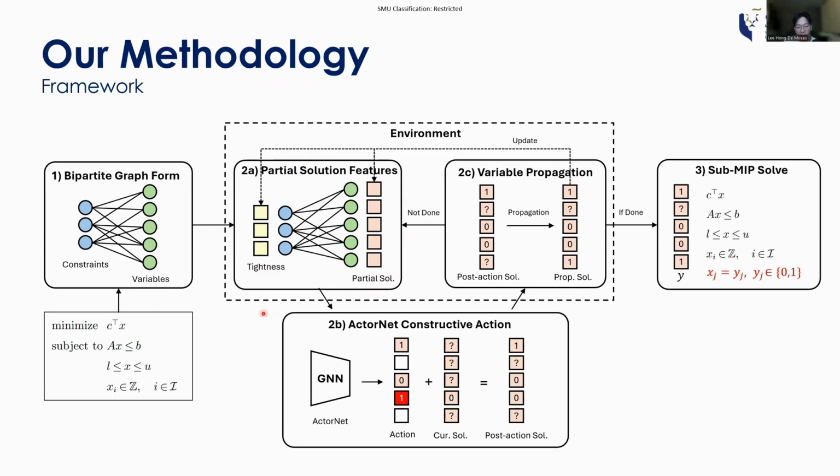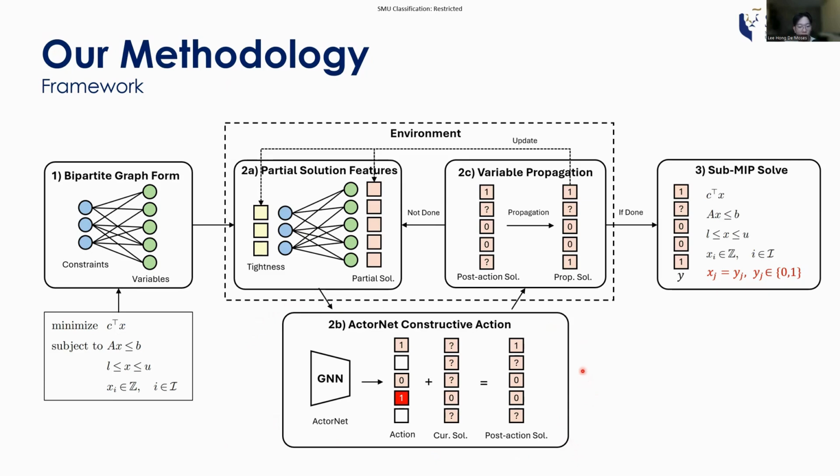Secondly, we select a set of variable assignments. We pass the augmented features to an actor network, and the network predicts an assignment for each variable, a 0, a 1, or a 2, which indicates no assignments. We then mask these predictions against the existing partial solution so that no previous assignments are overwritten, yielding the updated partial solution.